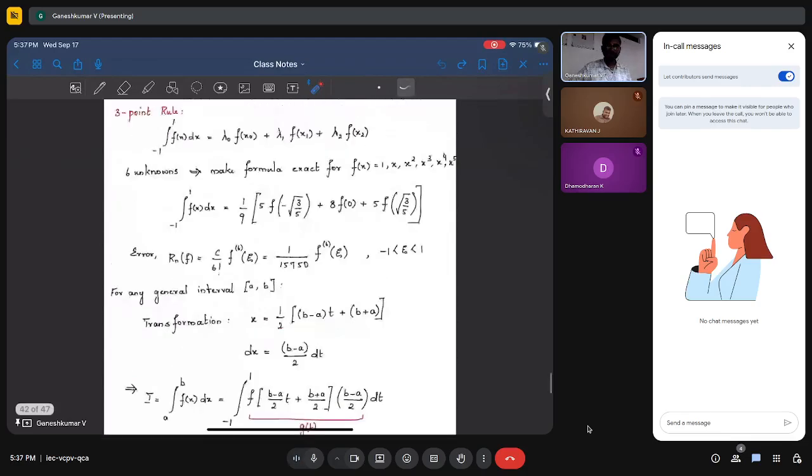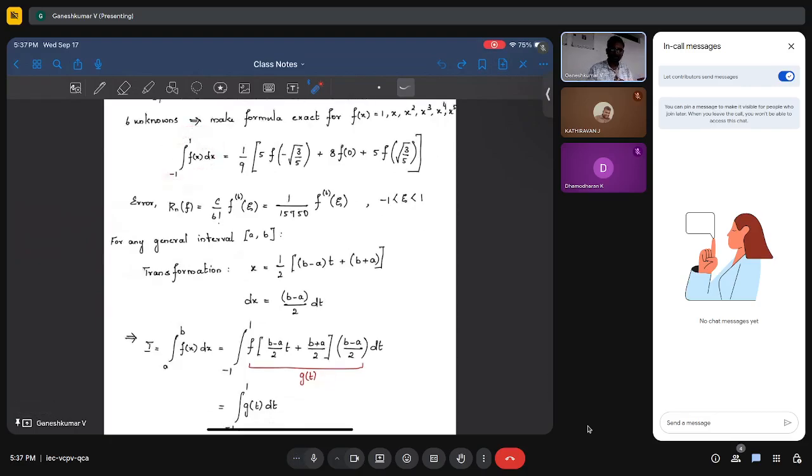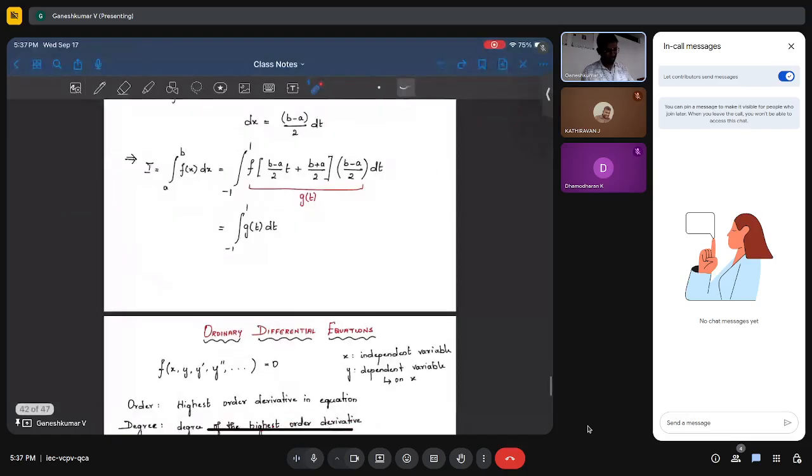But this is applicable only if you have integral between -1 to 1. So that is the whole point. If it is for a general interval from a to b, then you have to transform this function, and that transformation you can do by using this. Okay, and that is how you do numerical integration.